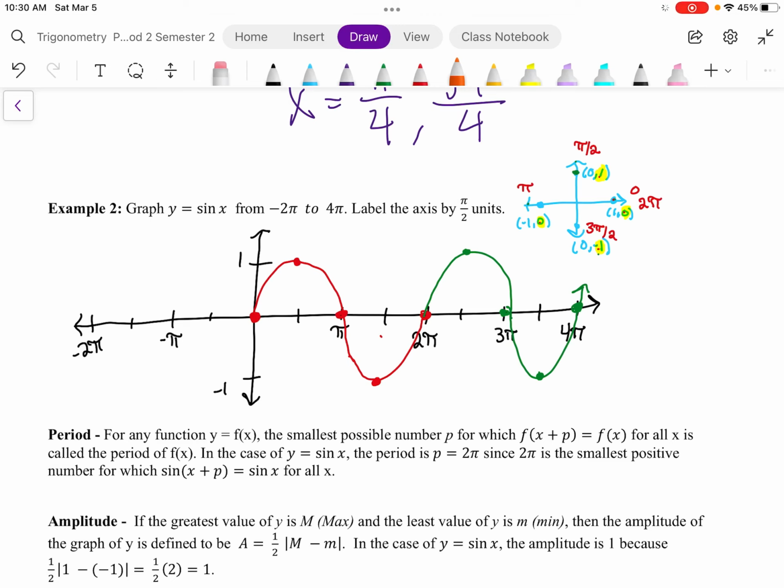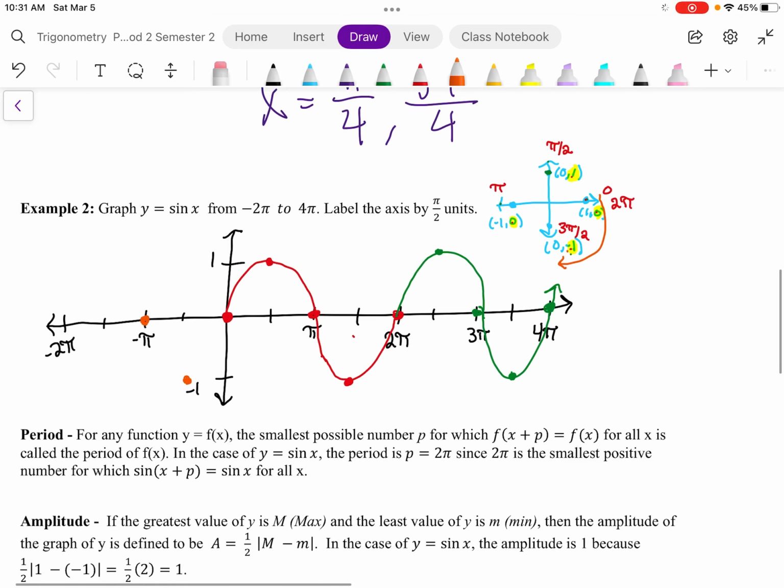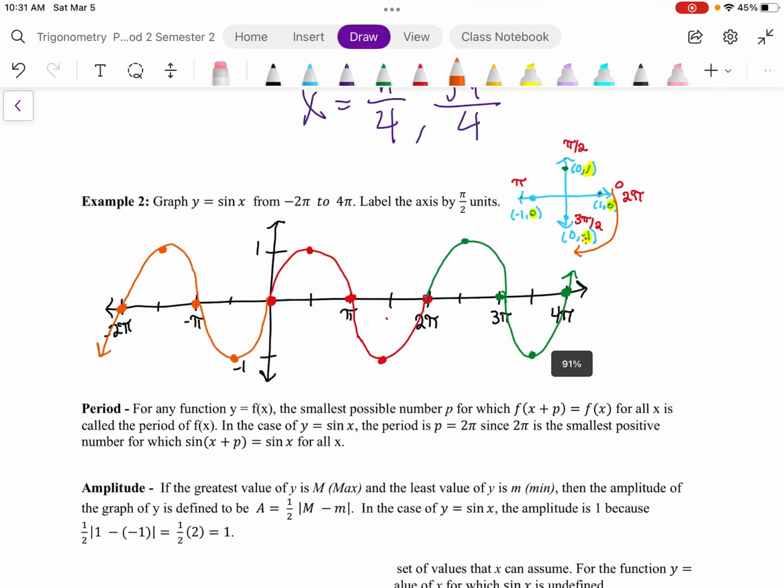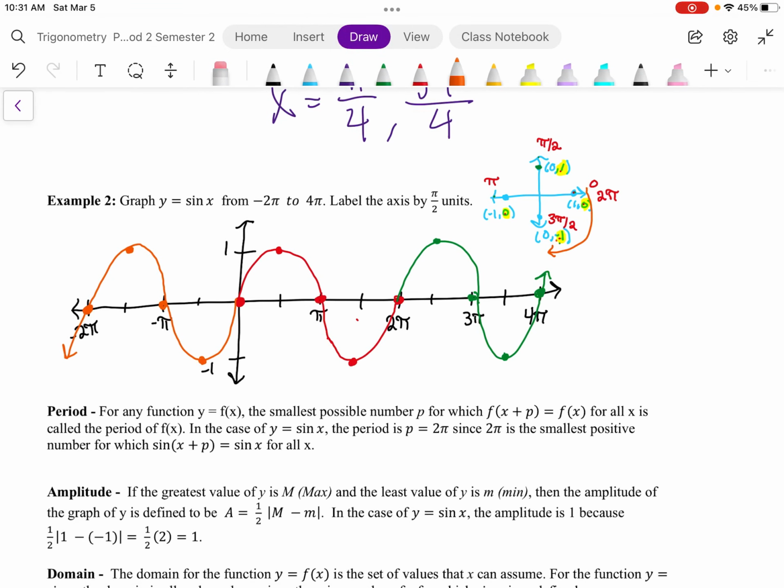Then if we were to work backwards and start at 0 to go to negative pi over 2, the sine of that value would be negative 1. And then 0, positive 1, and 0 again. And this is if we were to go backwards on our unit circle to get those negative values. And that would be our sine function.